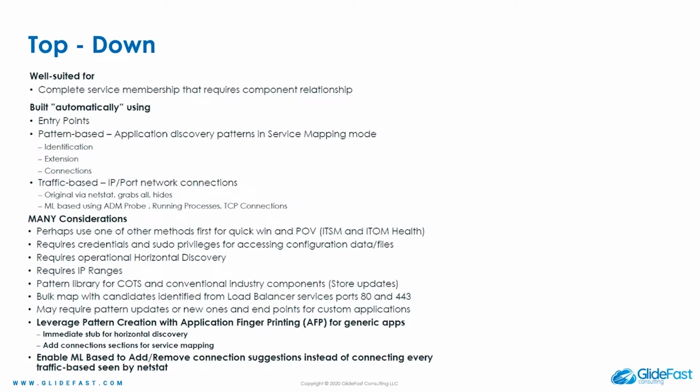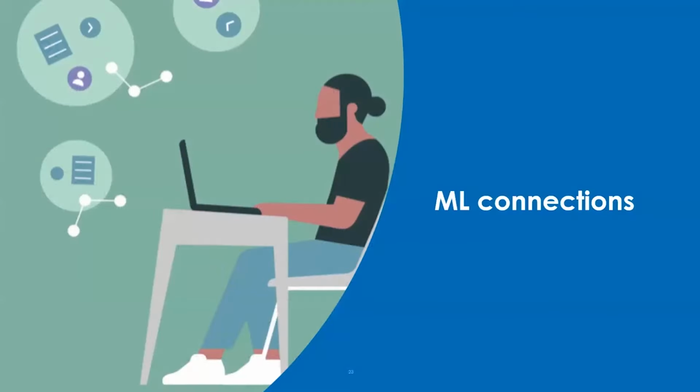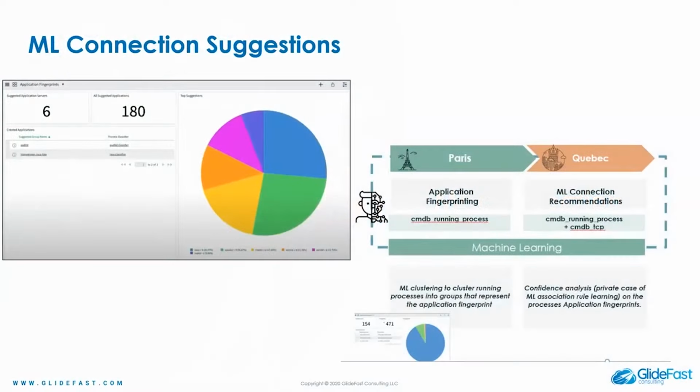You're like, hey, yes, this java.exe with these certain attributes, that's part of my application. So you bring it from suggested to implemented, and pretty much out of the box, it's not out of the box, but the process creates the pattern and the identifiers. And as I was saying earlier, with the ML-based connections, you're not just getting the traffic-based connections seen by Netstat. Any questions so far? Okay, and now let's dive a bit into the ML connection suggestions.